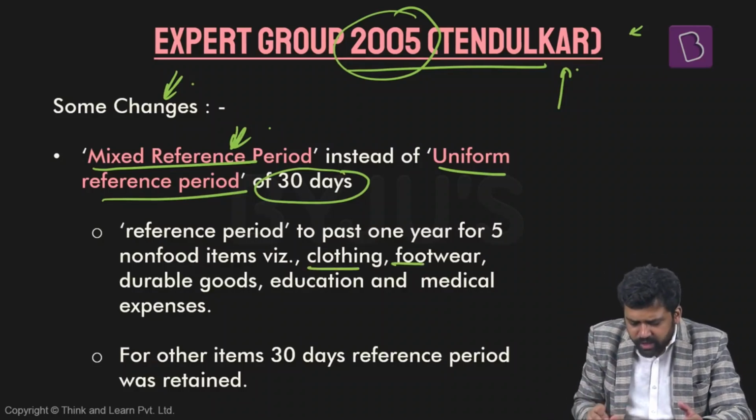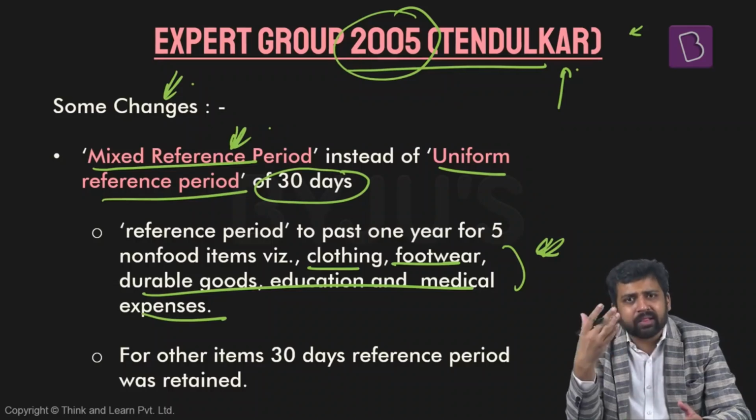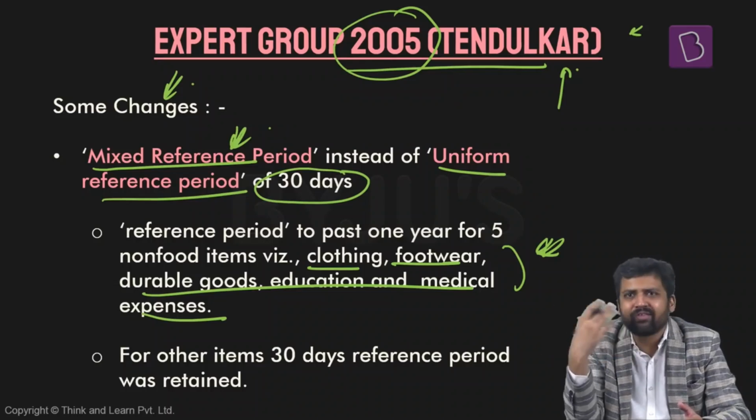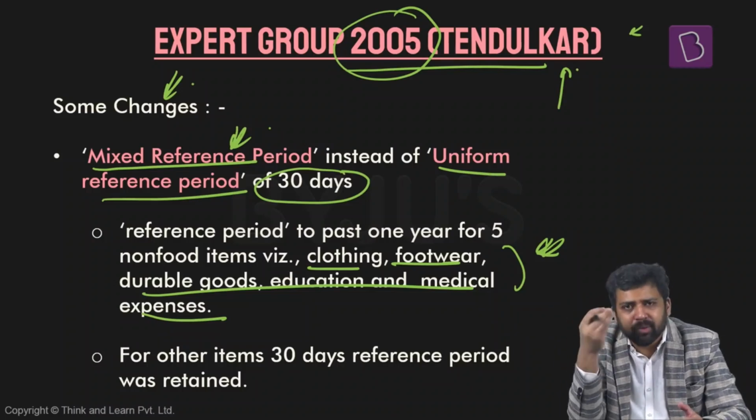Which are those other commodities? Things like clothing, footwear, durable goods, education, medical expenses. See, these are expenses which you will not have every month, right? Maybe you spend some money on clothing in the month of October, and after that you spend something on clothing in the month of April, maybe. So if you are carrying out a survey in the month of March, you will not get any idea about how much that particular household has spent on clothing.